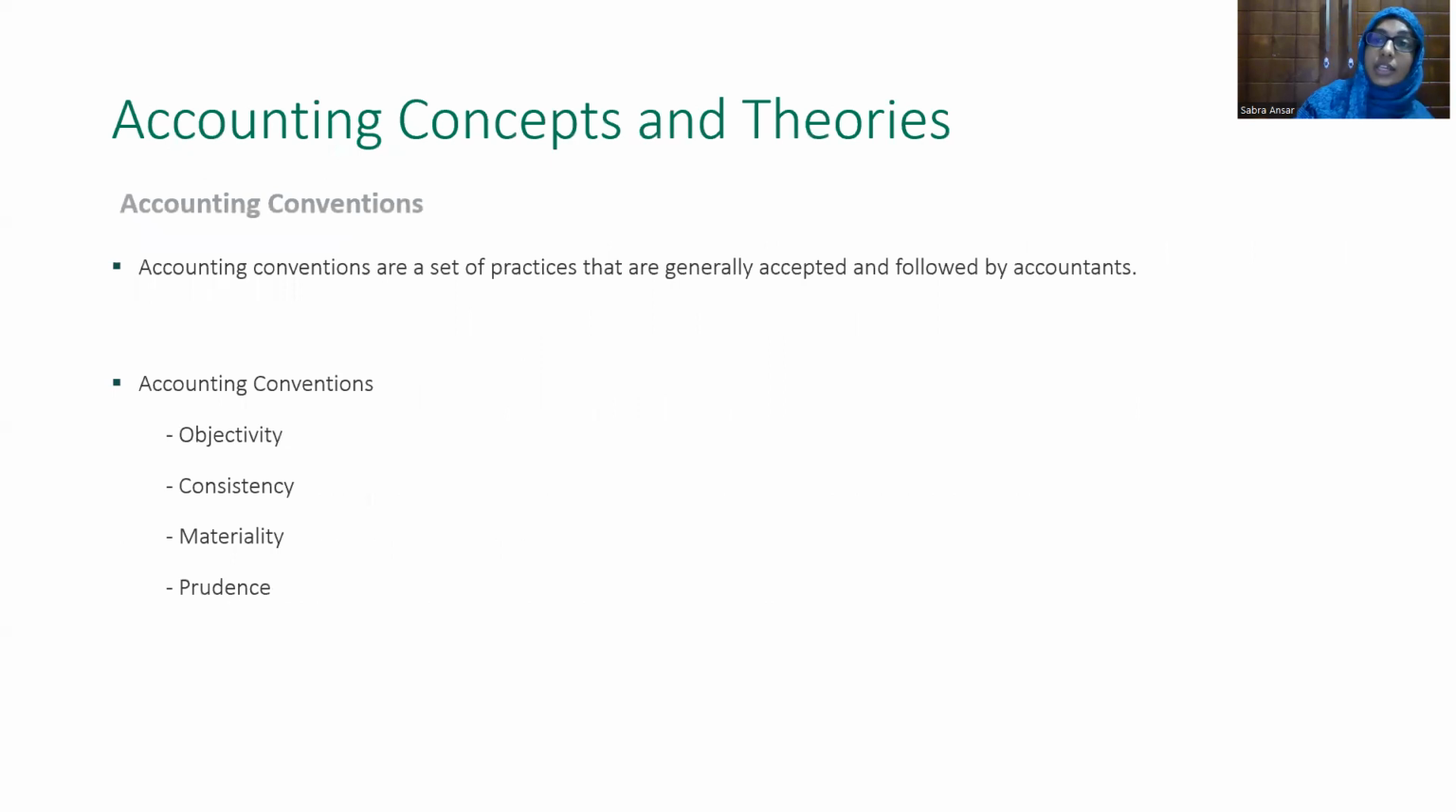So initially, I will be covering the accounting concepts and the theory. First, these are basic things we actually know, so let me just skim through this to refresh your memory. As you know, accounting conventions are basically a set of practices that are generally accepted to be followed by accountants. There are four main conventions that are used as accounting conventions, which are objectivity, consistency, materiality, as well as prudence.